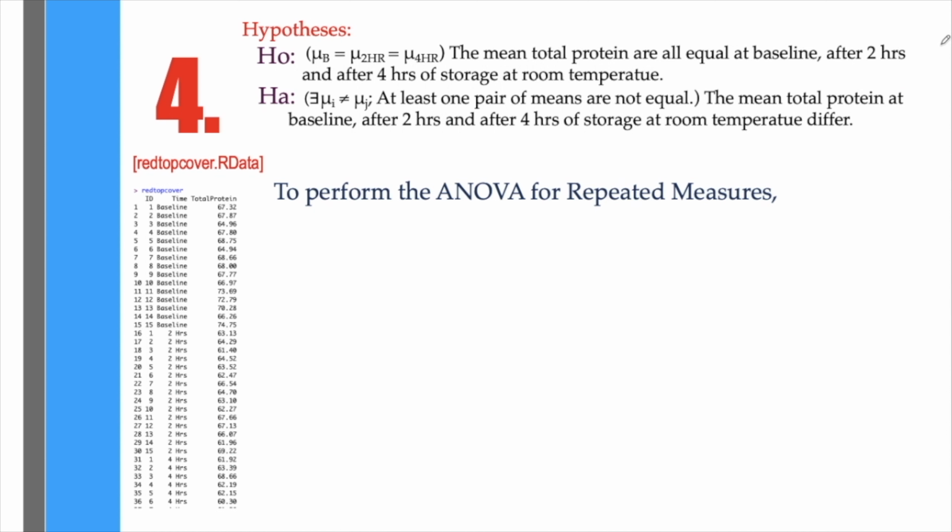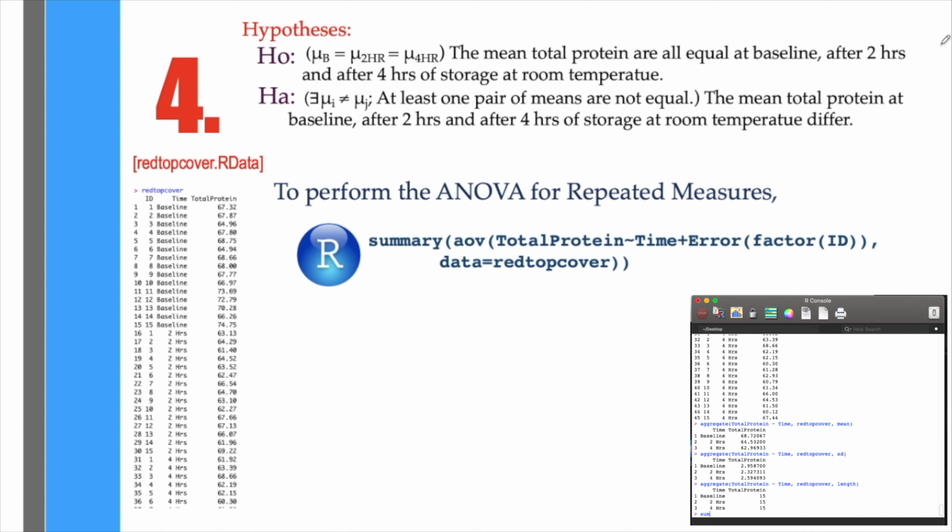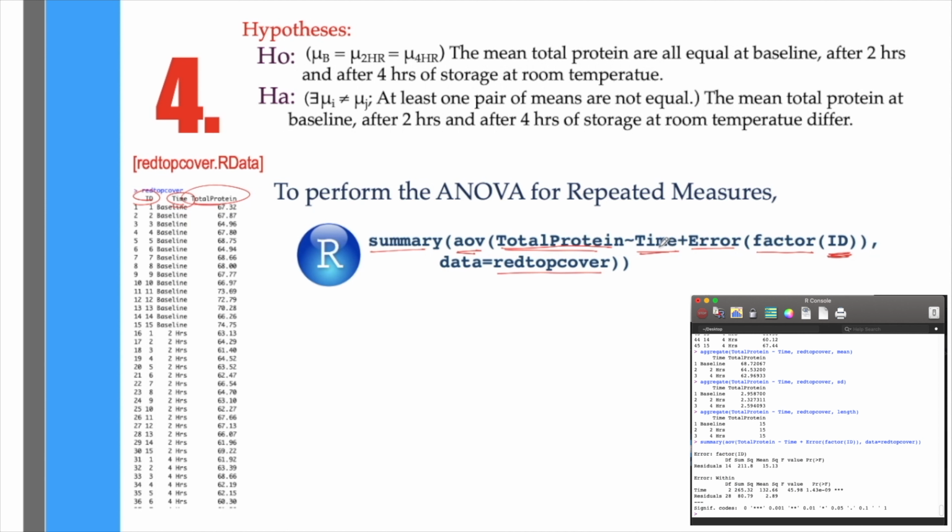So to perform the ANOVA for repeated measures, we just have to type aov again, which stands for the analysis of variance, together with the summary, and then the total protein, and then tilde, and then time. And then what's new here is what we call the error function for the ID, which will match the total protein and time according to the sample ID. Then of course the data, which is red top cover. So we have two essential columns after the tilde sign. We have time and ID.